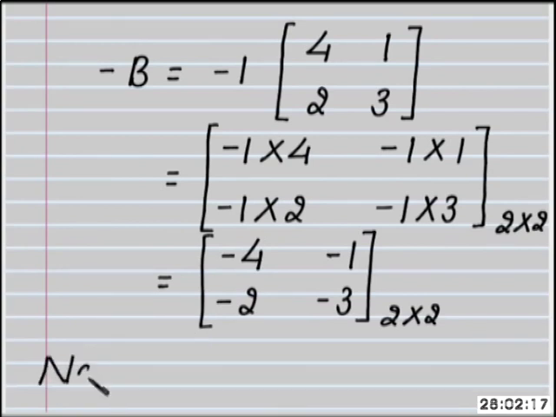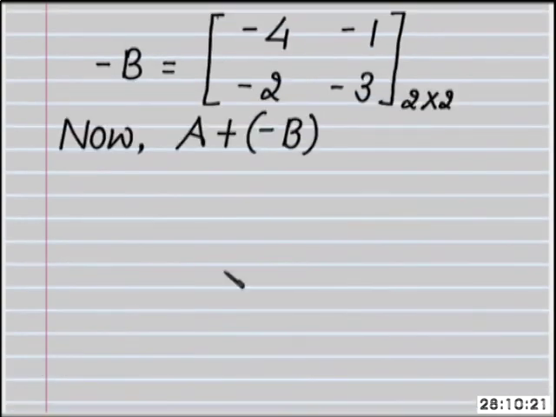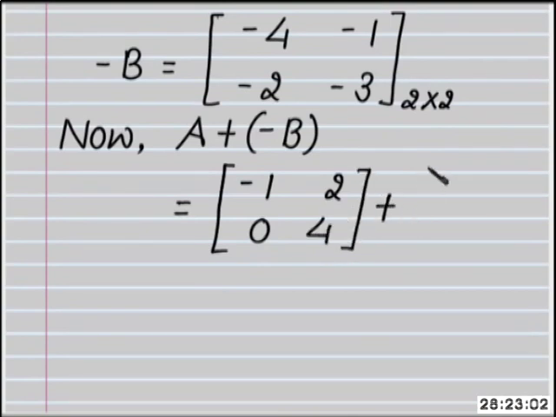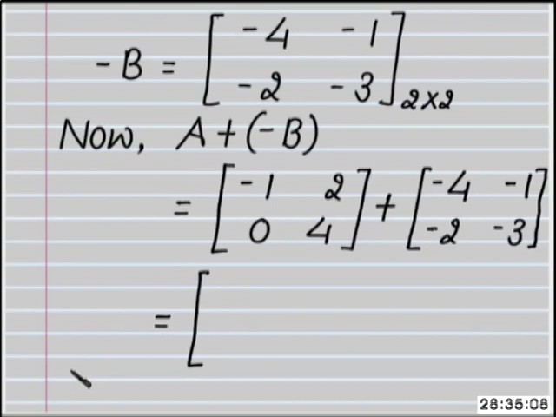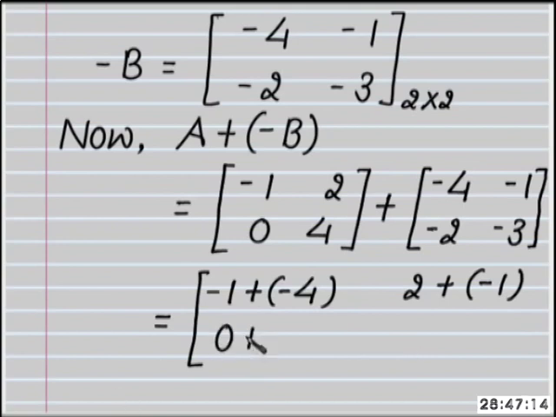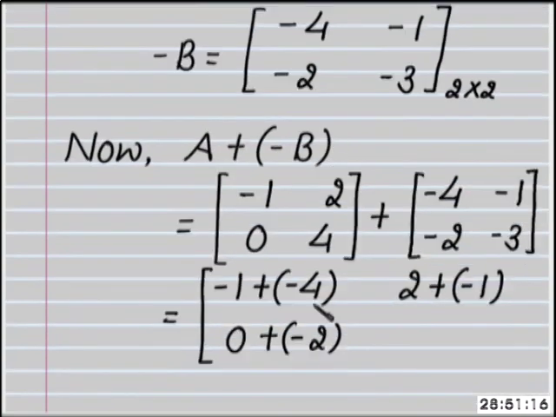So now A plus minus B is equal to matrix A plus matrix minus B, that is by matrix addition it will be equal to matrix having first two elements as -1 plus -4, 2 plus -1, second two elements as 0 plus -2 and 4 plus -3, which is a square matrix of order 2.